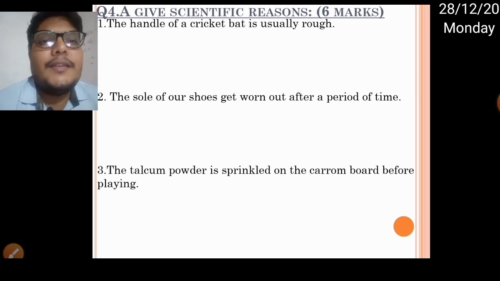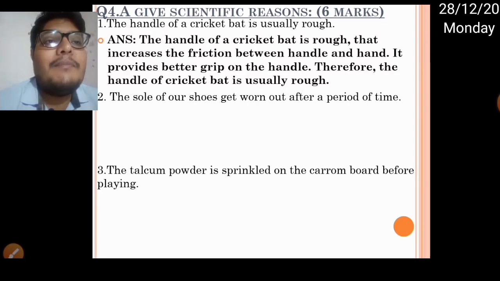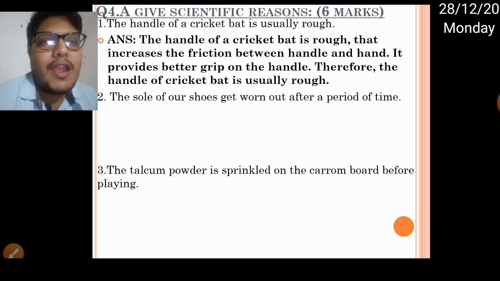See the answer here. The handle of a cricket bat is rough. That increases the friction between the handle and the hand. It provides a better grip on the handle. Therefore, the handle of a cricket bat is usually rough. So when you are playing cricket, you are able to hold the bat properly. If the handle is smooth, then anytime while playing a shot, it will slip from your hand. That is why the grip of the handle is a little bit rough.